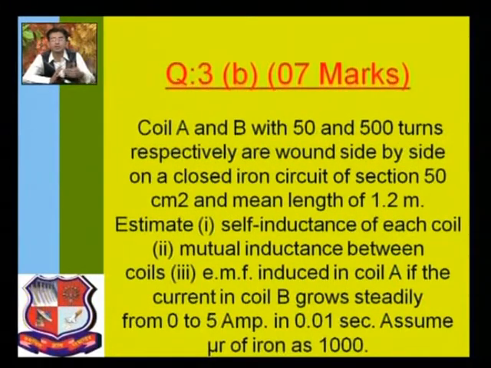And it is wound on an iron material that has a 50 centimeter square cross-section area and a length of 1.2 meter. You have to find out what is the self inductance of each coil, what is the mutual inductance between the two coils, and what is the EMF or voltage induced in coil A if the current in coil B grows steadily from 0 to 5 ampere in 0.01 second time duration. And you have to assume that the relative permeability of the iron material is 1000.